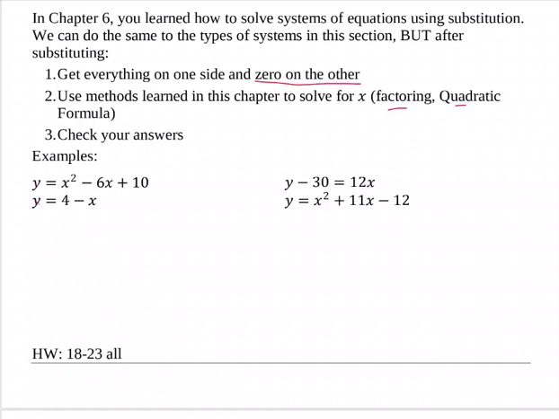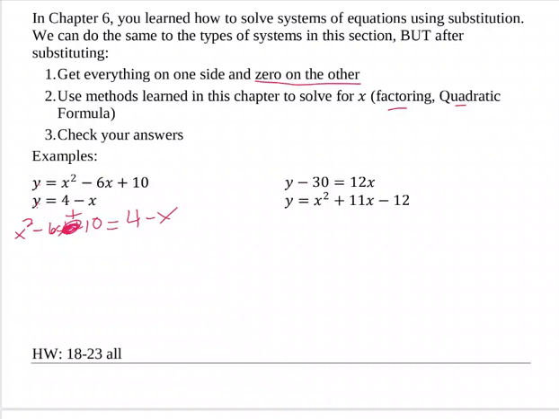So that means I can take what y is in this equation and substitute it into this equation for y. Since this y is the same as that y, this equation gets substituted into that y there. Basically what happens is the two equations are now set equal to each other. So what I have is x squared minus 6x plus 10 equals 4 minus x. The two equations are set equal to each other.